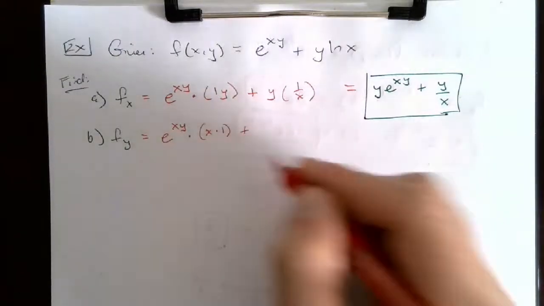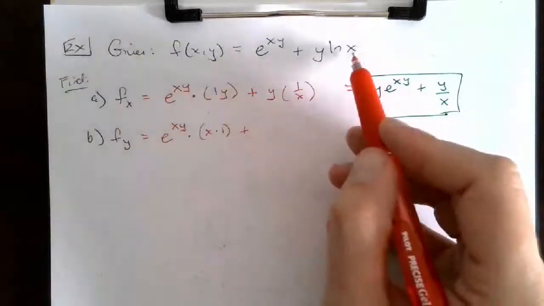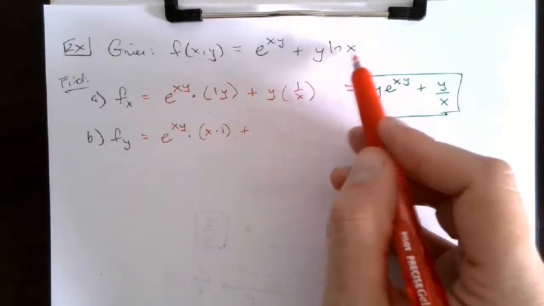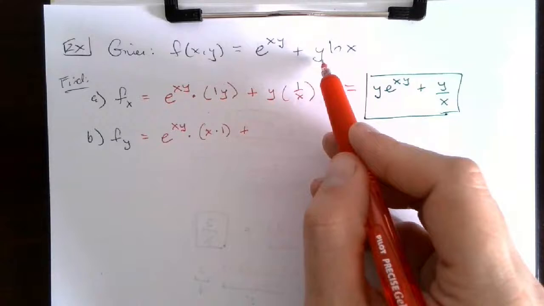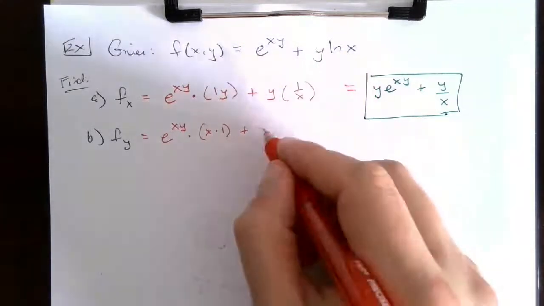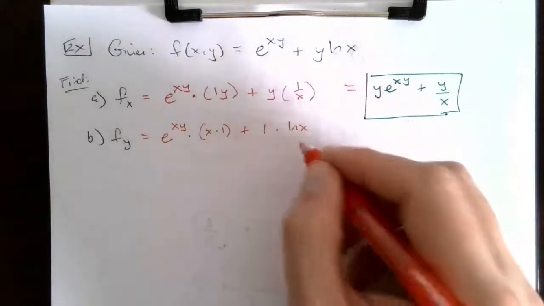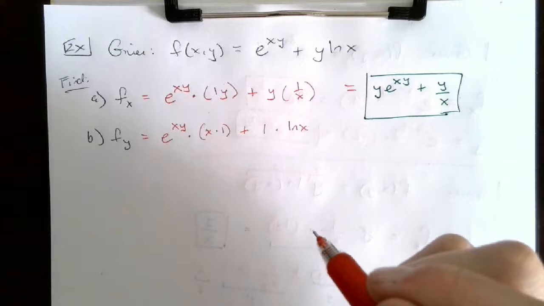plus, now here we got y natural log of x. Well, remember, y is a function, x is a constant, so natural log of x is actually a constant, and then you just want to take the derivative of the function piece. So the constant stays, the derivative of y is just going to be 1 times natural log of x, which is just a constant, so it just stays, so times natural log of x.